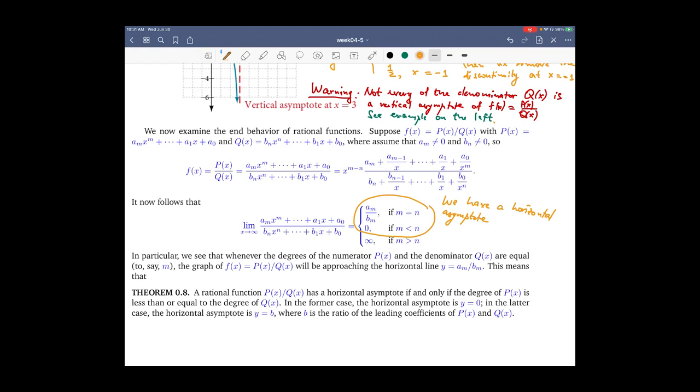Recall that a horizontal asymptote occurs if and only if the limit at infinity of your function is a finite number, 0 or not 0. By definition, the horizontal line y equals b is a horizontal asymptote if the limit of f at infinity equals b, whether b is 0 or non-zero. That's what this theorem says.